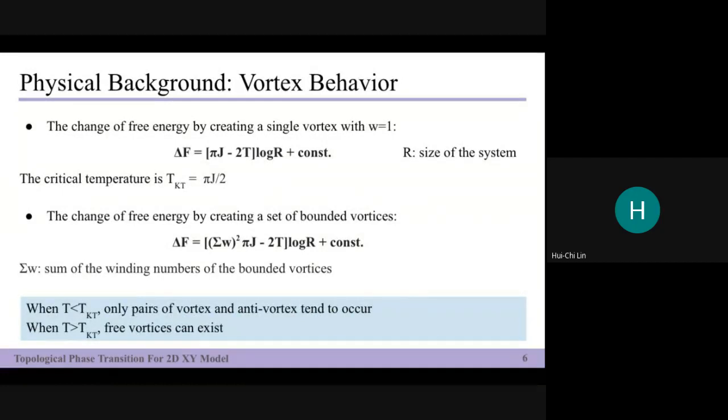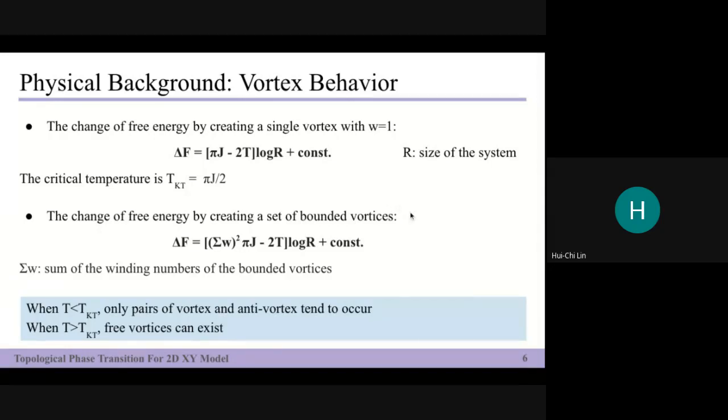The behavior of a vortex is different under the two kinds of phases. In general, the change of the free energy by creating a single vortex is written in this form. And we can determine the critical temperature T_KT. So when the temperature is higher than T_KT, and this is the disorder phase, the system will tend to generate more vortices, and vice versa.